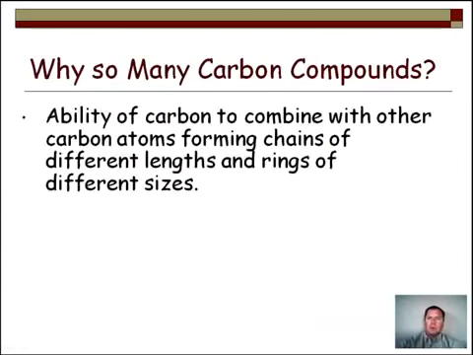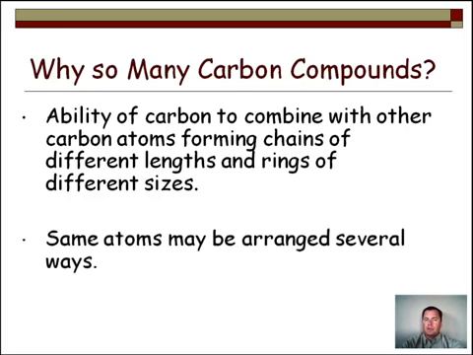So why so many compounds? Well, one thing, if you look at the valence electrons, carbon only has 4 valence electrons. So it has this great ability to combine with other carbon atoms and form either long chains or rings of different sizes, and because of that it makes a lot of different compounds.